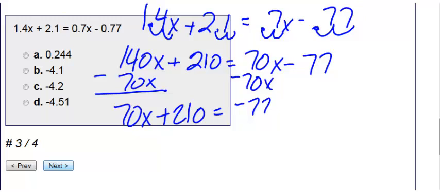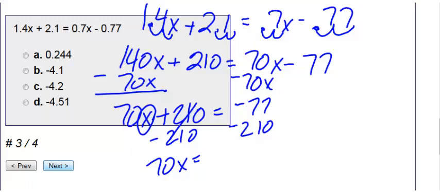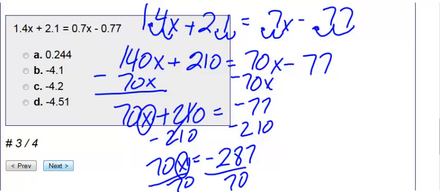Okay, then again, I'm still getting this x by itself, so I need to move this plus 210. For me to move it, I'm going to have to subtract 210 from both sides. So I get 70x, because that's gone, equals a negative 77 and a negative 210 is a negative 287. And lastly, I need to get rid of that 70 to get that x by itself. So I'm going to divide by 70.